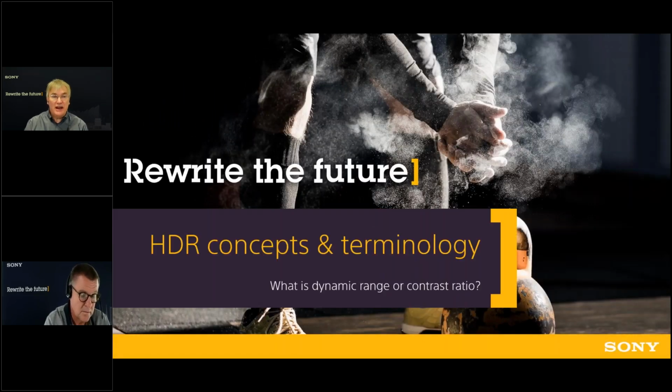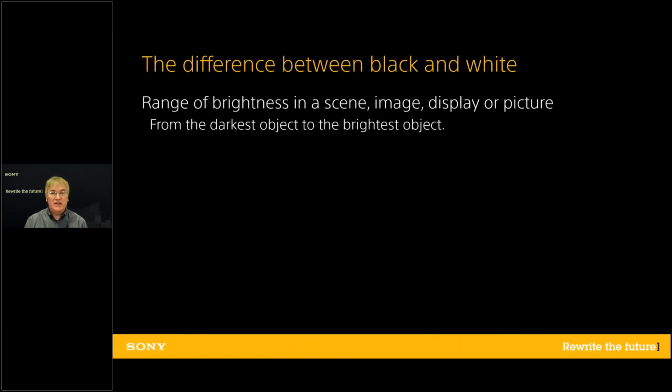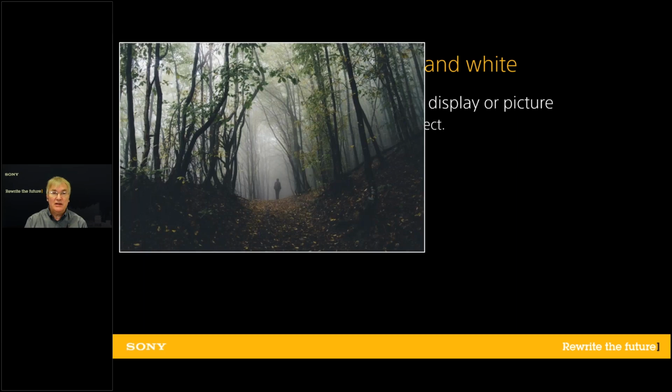So let's go right back to the beginning and have a look at HDR concepts and terminology. What is HDR? What is high dynamic range? Or more to the point, what is dynamic range? Well, dynamic range is all about the brightness in a scene, an image, display, or a picture, from the darkest objects of the scene to the brightest objects. So a scene like this, for instance, has a fairly narrow dynamic range. A foggy scene like this, there isn't an awful lot of difference between the darkest areas of the picture and the brightest areas. Scenes like this are quite easy to capture on pretty much any camera.